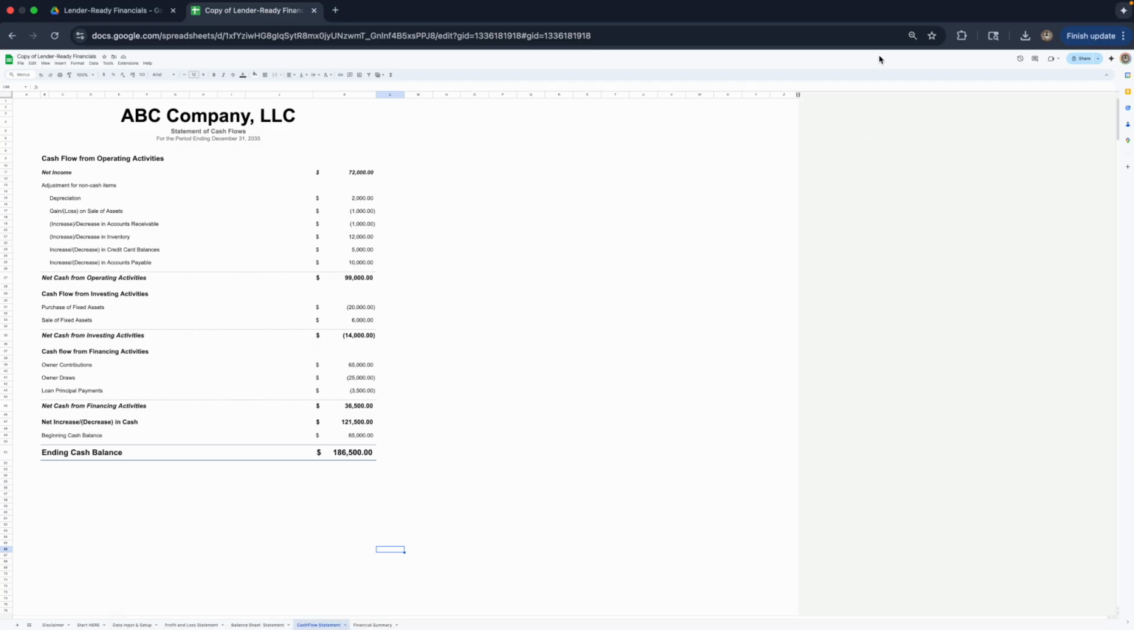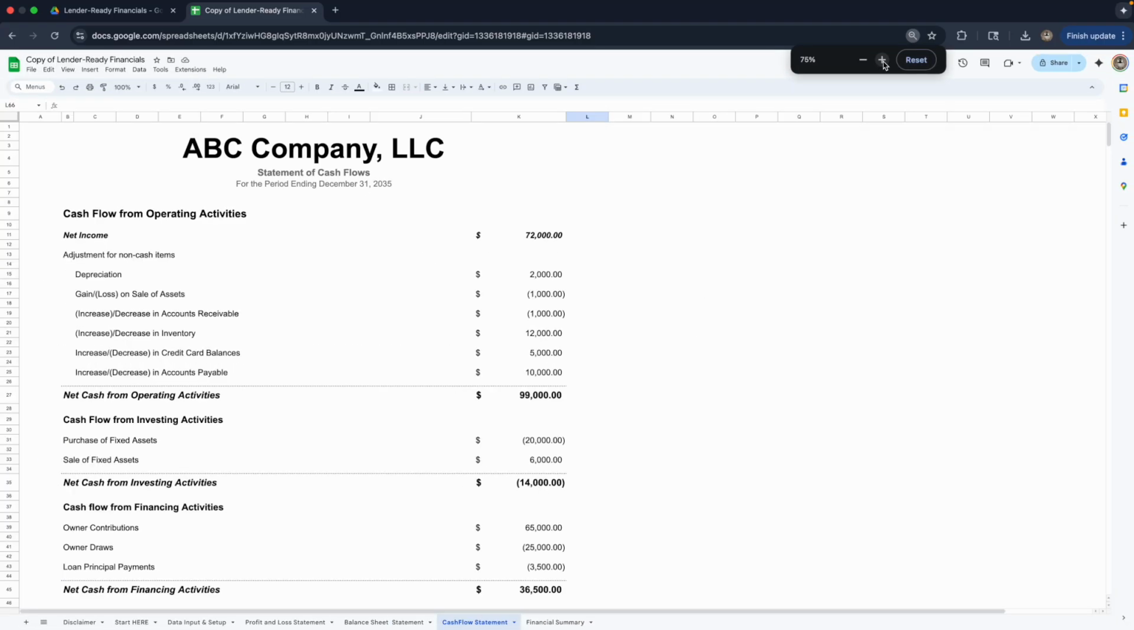So that's what's so great about this template, is that it can auto-generate your financial statements for you, and it does all the thinking and all the accounting for you.